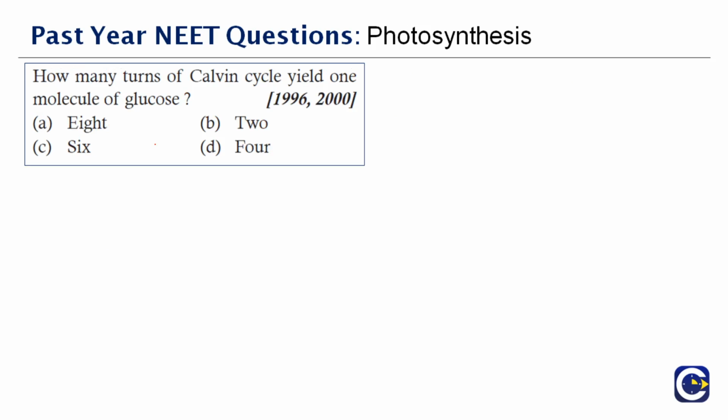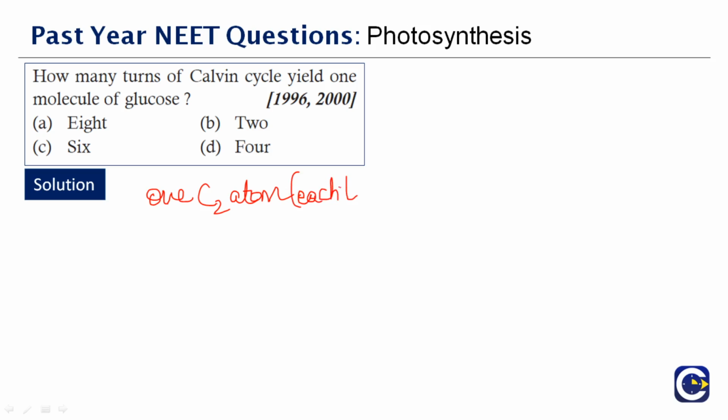Next question here. How many turns of Calvin cycle yield one molecule of glucose? So this is a standard question. You need to know this. See, each turn of the Calvin cycle will generate one carbon atom. Always remember this. Each turn of the Calvin cycle, each always represents one. So on each turn it will give you one carbon atom, and therefore imagine how many turns a Calvin cycle will need to yield one molecule of glucose.